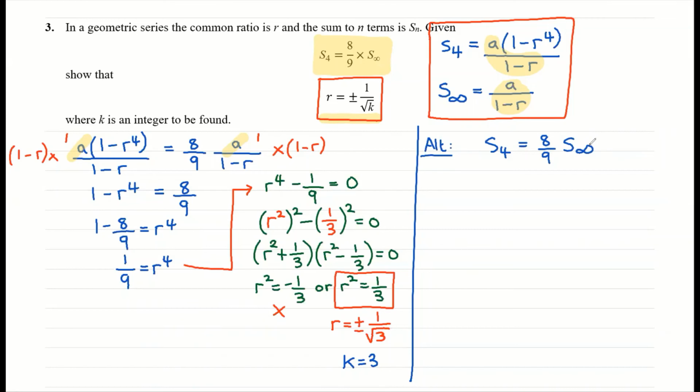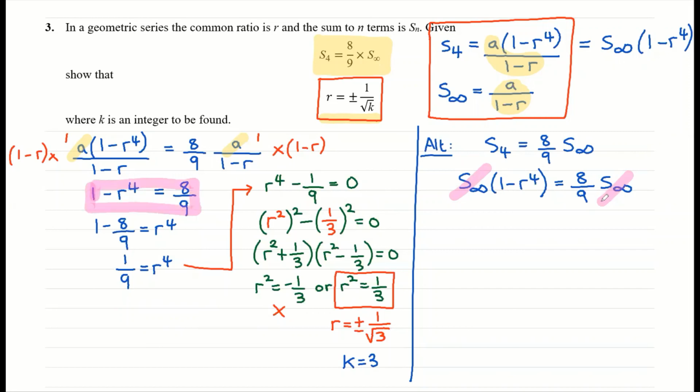Well, we can write S4 like this. It's the same as the sum to infinity, isn't it? Multiplied by 1 subtract r to the power 4. So if I write that in, I have the sum to infinity multiplied by 1 subtract r to the power 4 is equal to 8 over 9 multiplied by the sum to infinity. And this way you can cancel the sum to infinity out on both sides. Okay, and then you're left with the same step as you got over here. So it's just personal preference, that. Okay, and I just want you to be aware of it.